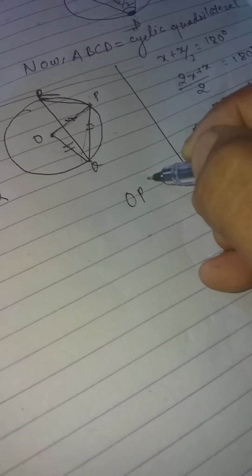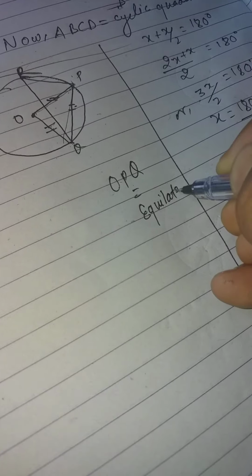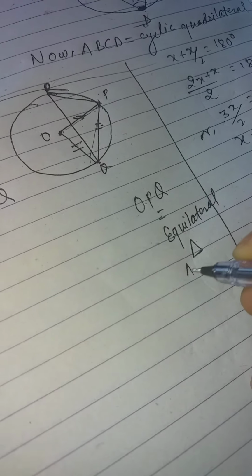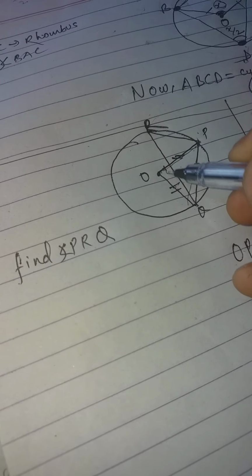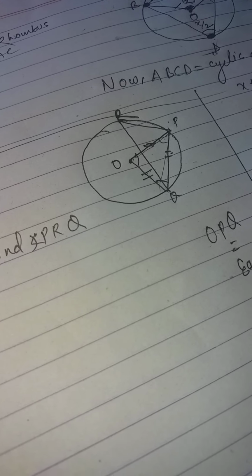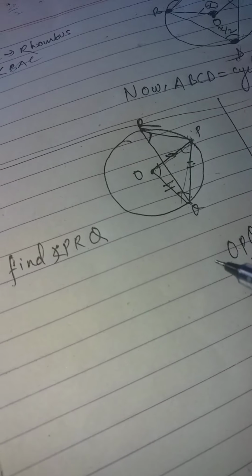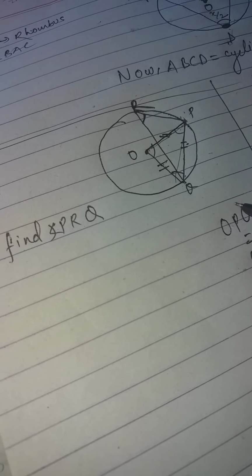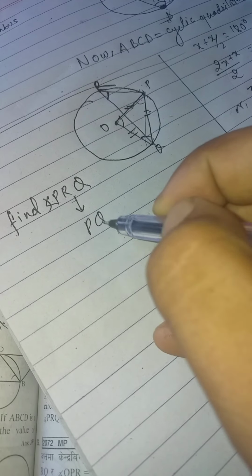So OPQ is which triangle? Equilateral triangle, yes or not? In an equilateral triangle, each angle is how many degrees? 60 degrees, yes or not? So we can see that this angle, this angle, this angle, all are how many degrees? 60 degrees, yes. Now you see this angle, angle PRQ, has arc PQ. Which arc is this? PQ arc, yes or not?